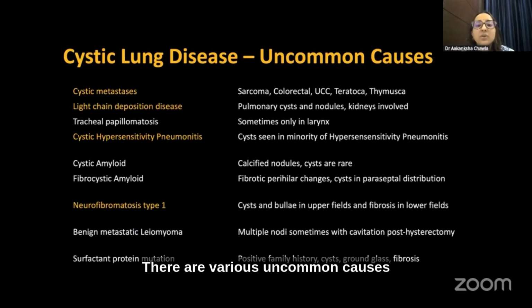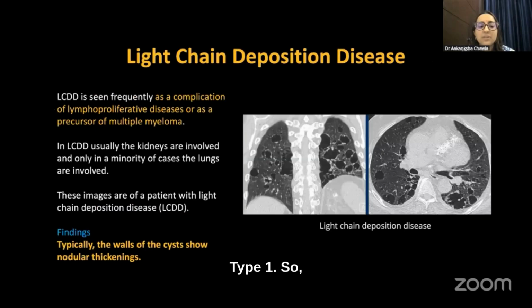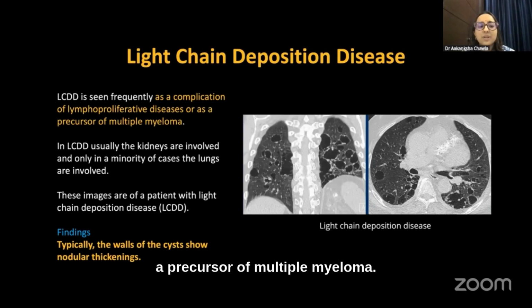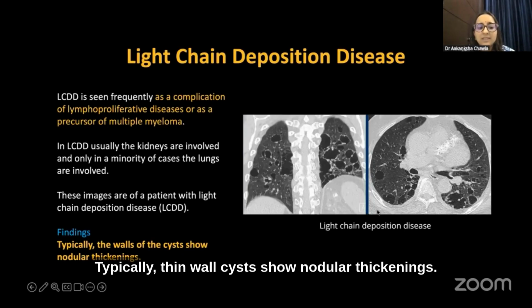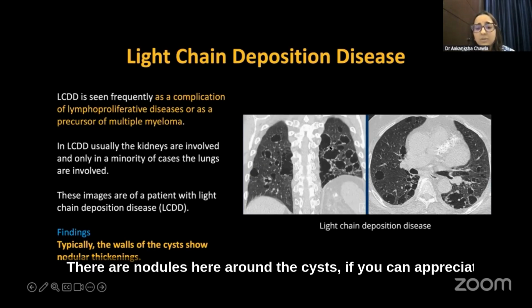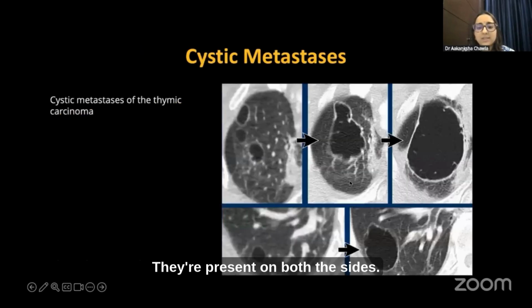There are various uncommon causes of cystic lung diseases as well, like cystic metastasis, light chain deposition disease, cystic hypersensitivity pneumonitis, as well as neurofibromatosis type 1. Light chain deposition disease occurs as a complication of lymphoproliferative diseases or as a precursor of multiple myeloma. Typically, thin-walled cysts show nodular thickenings. Just to show you a few of them, there are nodules here around the cysts. If you can appreciate, they're present on both sides.